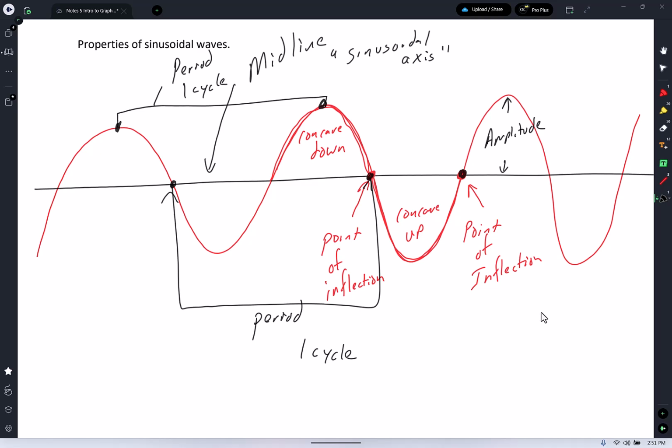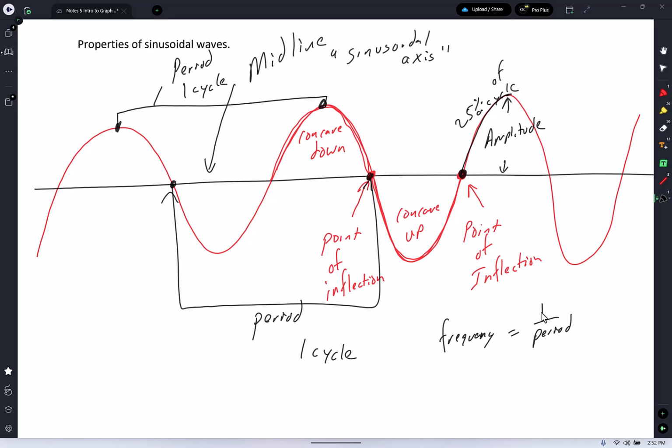25% of a cycle happens from the midline to a max. 25% of a cycle. Or you could also say from a max to a midline, or from a midline to a min. I think we've covered it. Oh, okay. A few little things. Frequency. Frequency is known as the reciprocal of period.